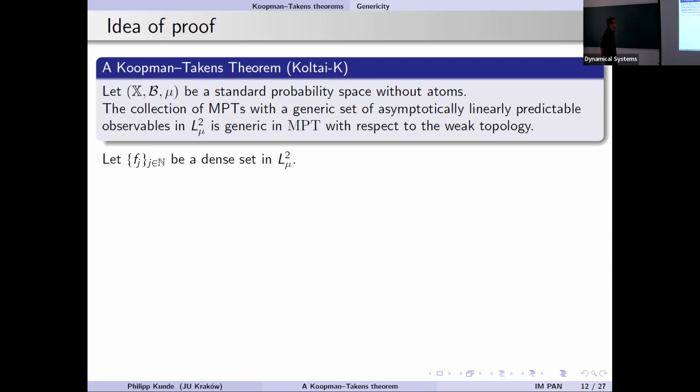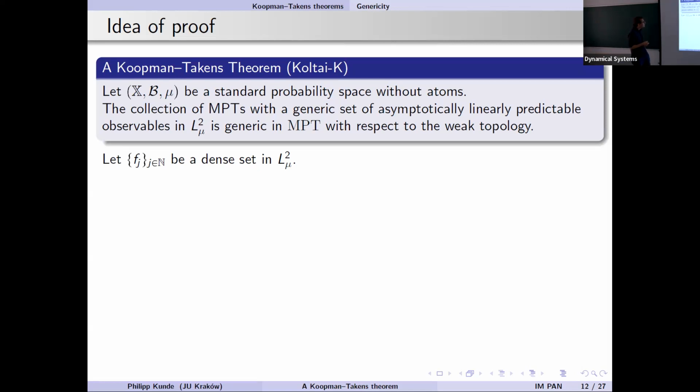For some parts I refer to the paper. In general, we want to show this genericity, so we have a countable intersection of open sets. We will end up with a long intersection of some complicated sets. It's a constructive proof in that sense, but still very hard to check for a given transformation whether the actual statement holds. So, ideas of the proof.